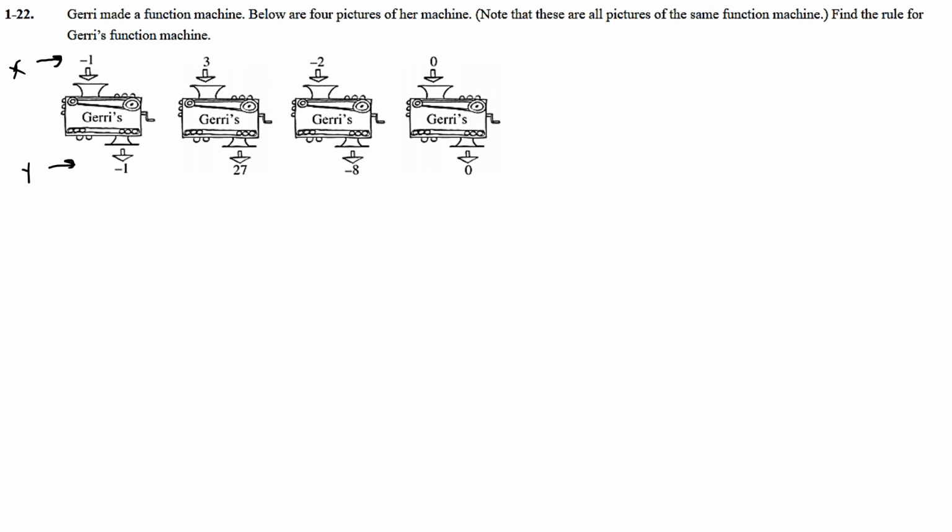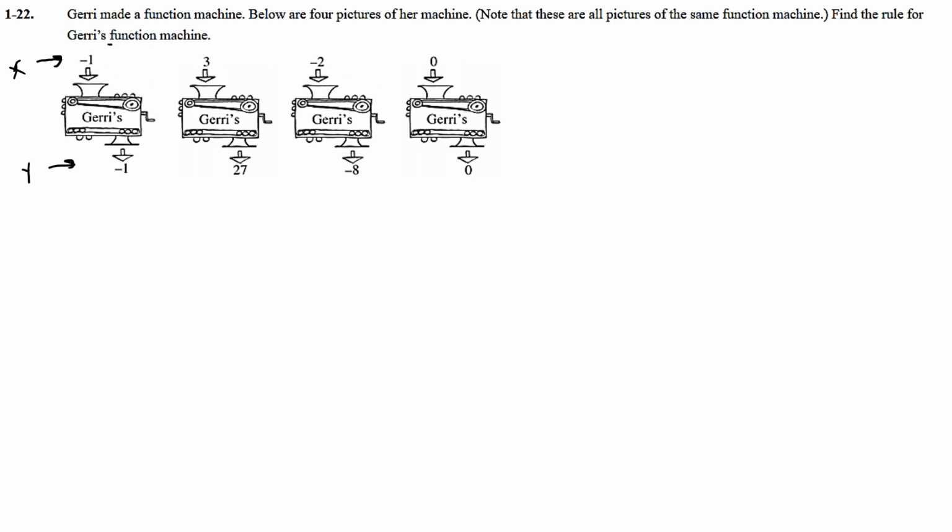So what do I do to each x to get each y? First off, let's start with negative 1 and negative 1. Well, I can take negative 1 times 1, and that gives me negative 1. We can see that 3 times 1 isn't 27, so that doesn't work. Another way I get negative 1 is if I cube it. So negative 1 cubed is negative 1. So let's see, 3 cubed, that is 27. Negative 2 cubed, that is negative 8. 0 cubed, well, that is 0.